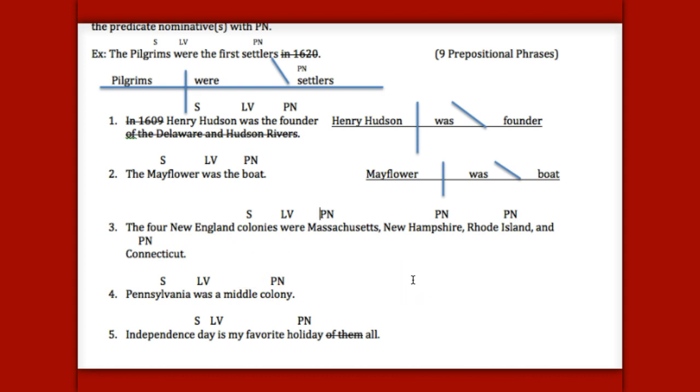Number 4, Pennsylvania is our subject, was is our linking verb, colony is our predicate nominative, and middle is again an adjective. What kind of colony? The middle colony. And finally, number 5, Independence Day is my favorite holiday of them all. Independence Day, sorry, should be capitalized there. And that is our whole subject, Independence Day. Is is our linking verb, and again, we have another couple of adjectives here with my favorite, and they're modifying holiday. Now, holiday is our predicate noun, and then of them all is our prepositional phrase.